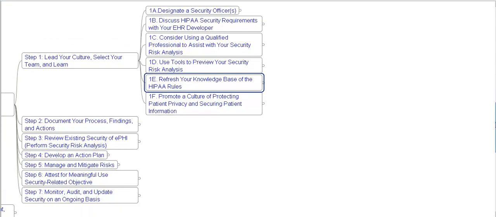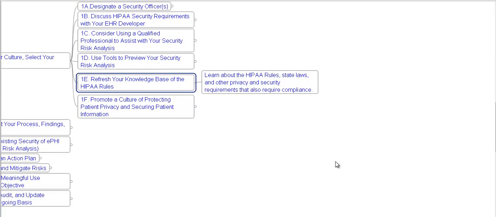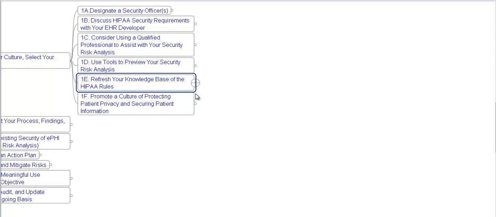Refresh your knowledge base of the HIPAA rules. Learn about HIPAA rules, state laws, and other privacy and security requirements that also require compliance. Promote a culture of protecting patient privacy and securing patient information.